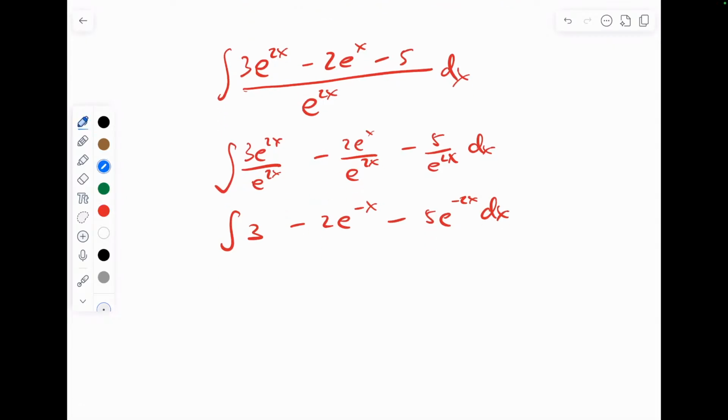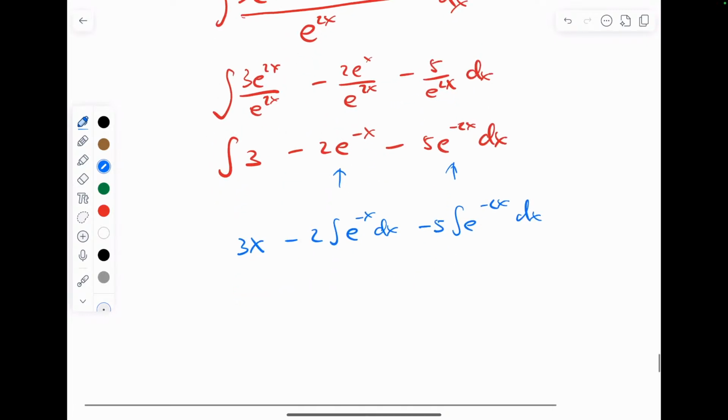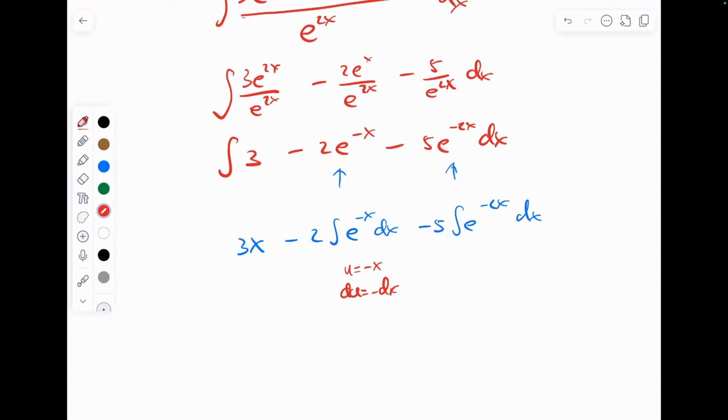This one and this one require u substitutions. Why? Because any other thing than x. So you write stuff down. So integration of 3, that's going to be 3x. That's fairly easy. Minus 2 integration e to the negative x dx. And then minus 5 integration e to the negative 2x dx. Now, what I'm going to do is write simple things down. u equal to negative x, because anything other than x is u substitution. du equal to negative dx. Then you say, oh yeah, that's 3x minus 2 integration e to the u.